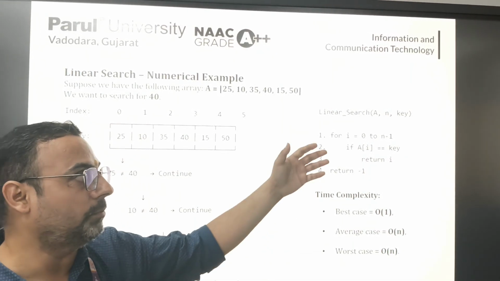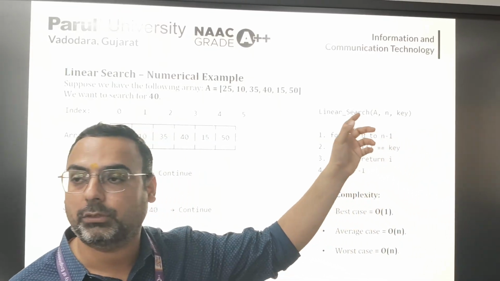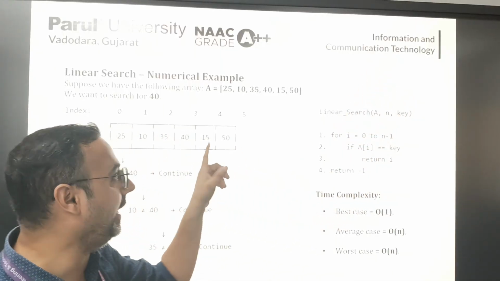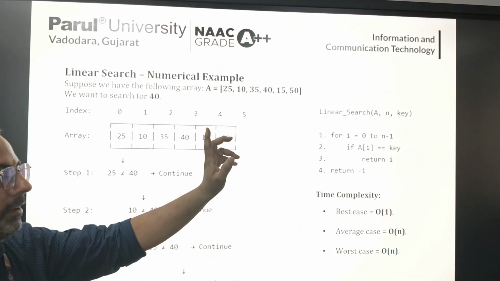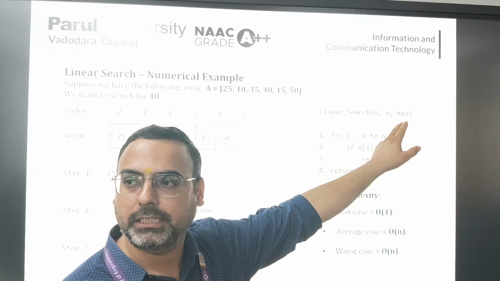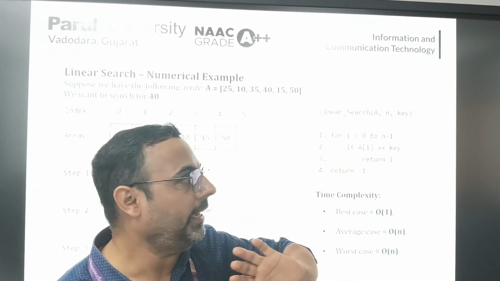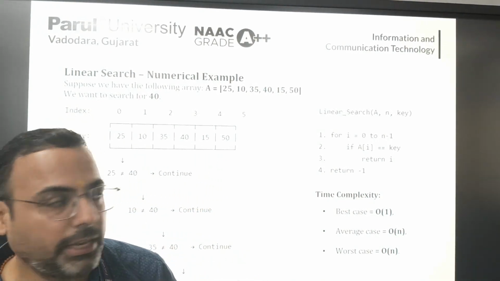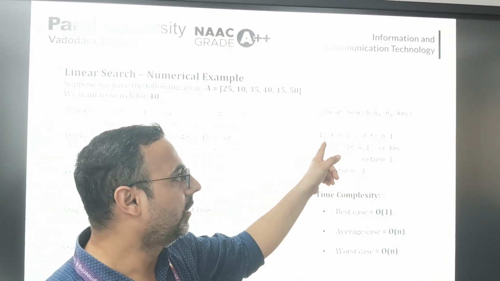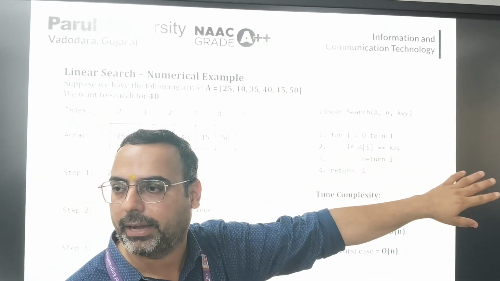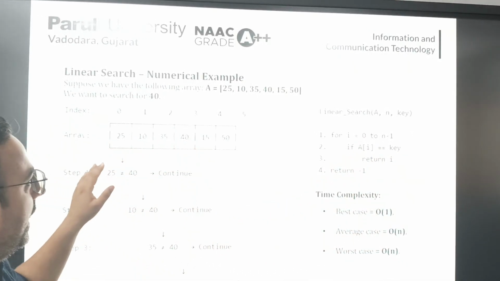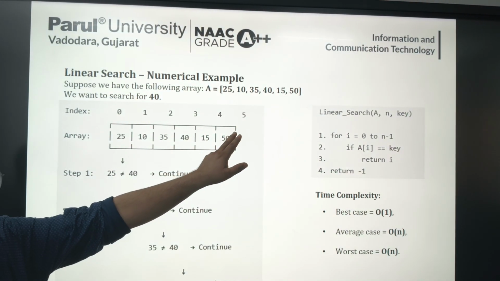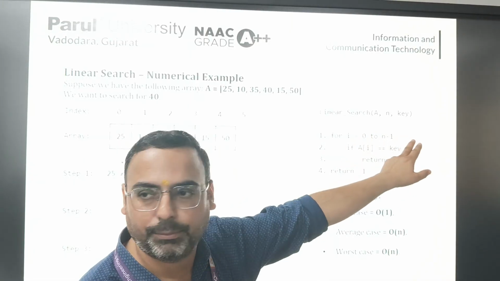Now come to the algorithm, that is, how to write the program. So in that case, what do we require? The first thing is an array. A is an array. Array is this. Okay. Now n means the number of elements. Okay. And the key means the element which you want to find. Okay. So in that case, how does it work? For i equal to 0 to n minus 1. Okay. Because the array starts from 0 and ends at the n minus 1th location. Okay. So that's why I am writing here 0 to n minus 1.